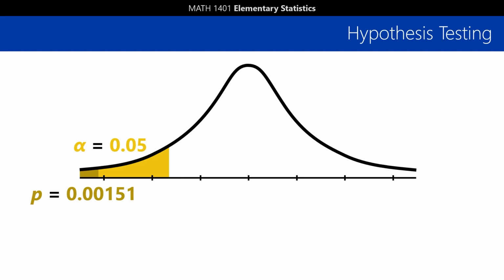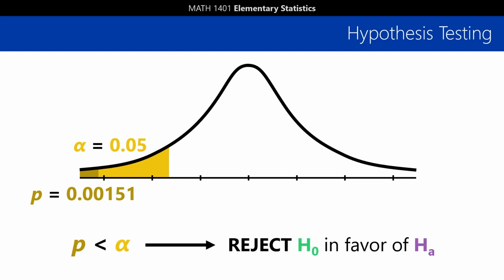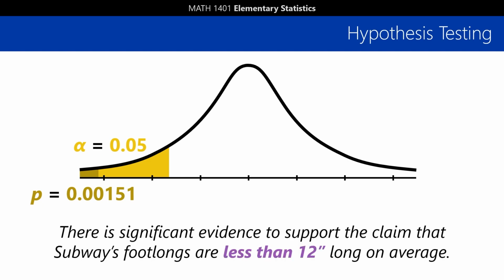Our alpha level, our rarity threshold, was 5%, and this p-value is way less than that, so we'll reject the null hypothesis. Stated in context, we'd say that there's significant evidence, statistically significant that is, that Subway's footlongs are in fact less than 12 inches long on average.